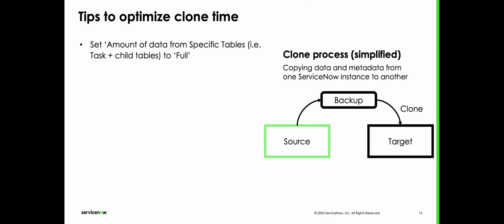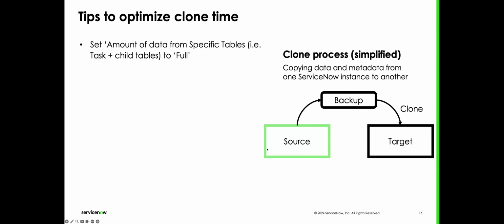One optional setting we have on the clone page is the data from specific tables. On the legacy UI, it's called specific tables. On the clone admin console, we are calling out specifically the task table and its child tables. So task, incident, problem, change. And those are typically very heavy tables. We recommend to keep these as full as opposed to the last 90 days option if you have very large task tables. This can reduce your clone time.